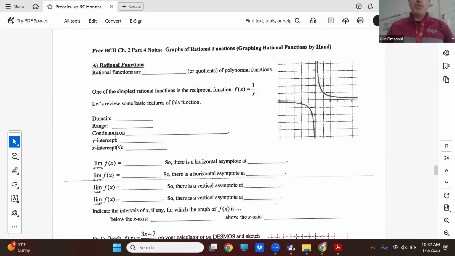Okay, rational functions are ratios of polynomial functions because you're doing one polynomial on top of another. The simplest one is 1 over x because 1 is 1, x is x, right? The graph is right there. What's the domain of 1 over x? So 0 is excluded.